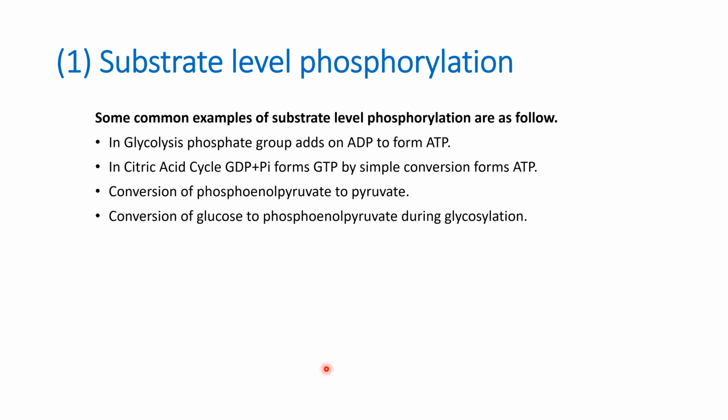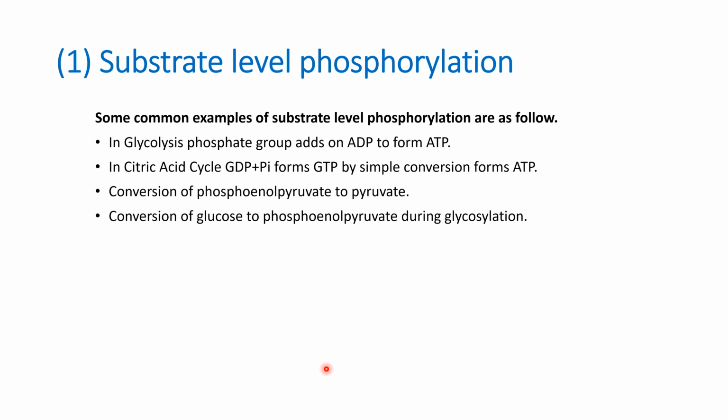So in glycolysis, a phosphate group adds on to ADP to form ATP. In the citric acid cycle, GDP plus Pi forms GTP by simple conversion, and eventually it converts into ATP.